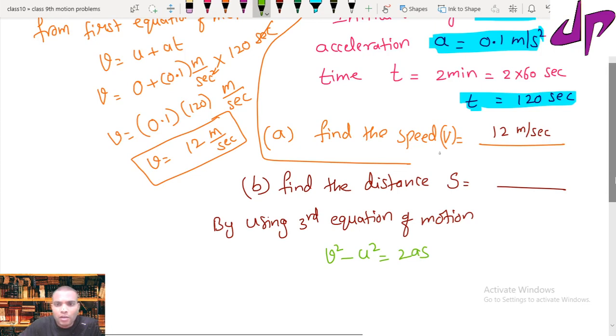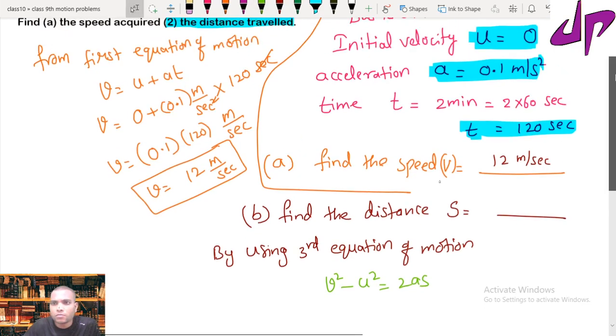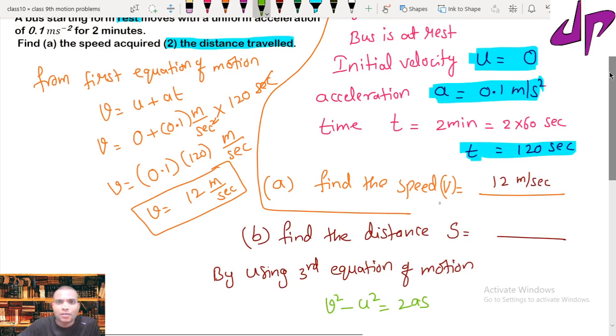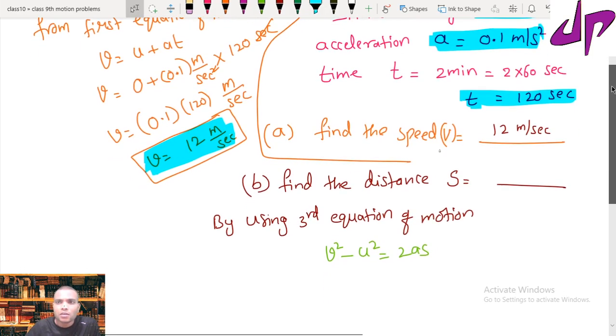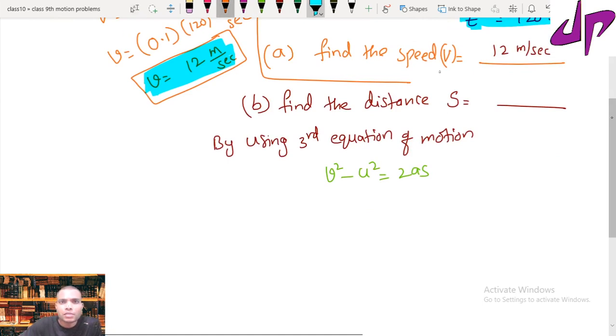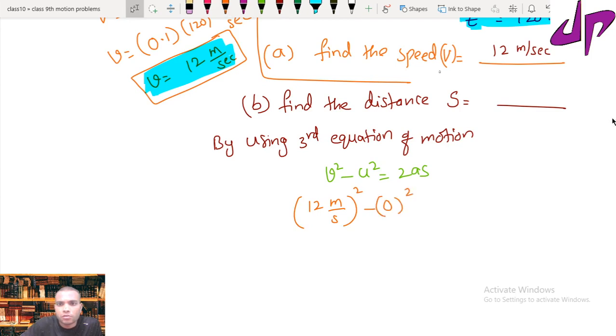Now here, do I know the u value? Yes, u value is given as 0, and a and v, yes, I found the v value just now. Here v is 12 meter per second, not given, we got it by solving. And the acceleration value is given, so you substitute all those values here. So 12 meter per second square minus u value 0 square equal to 2 times acceleration 0.1 meter per second square times s. So this is the s value I need to find.